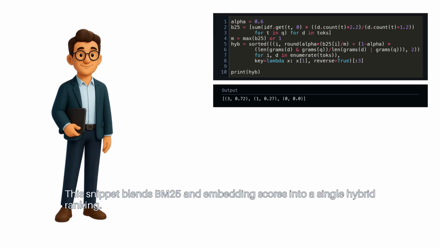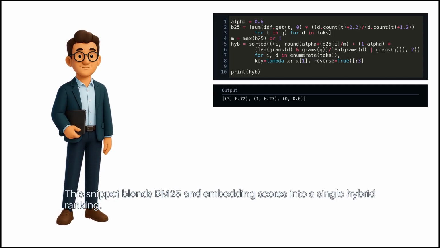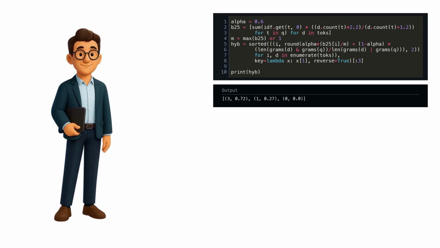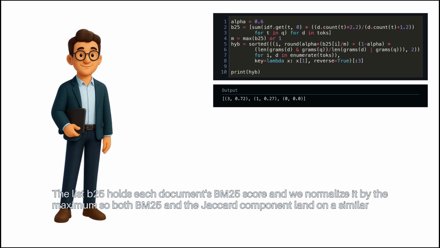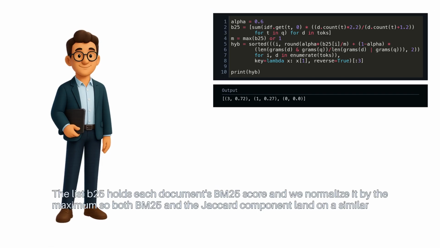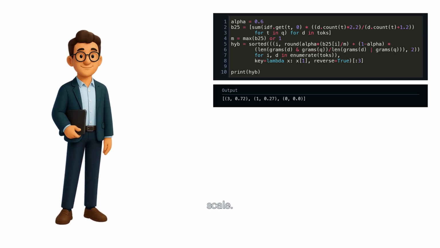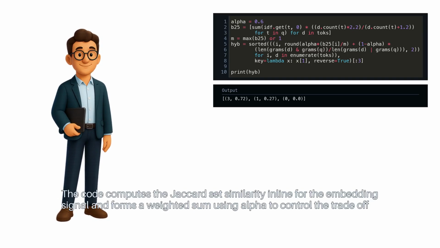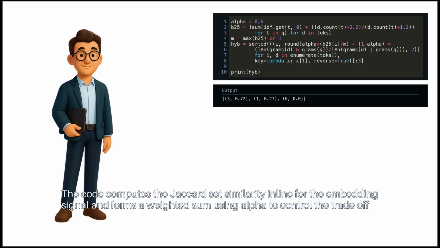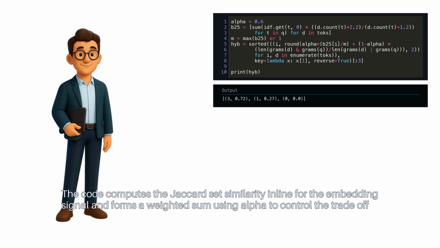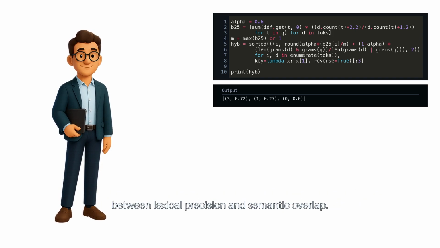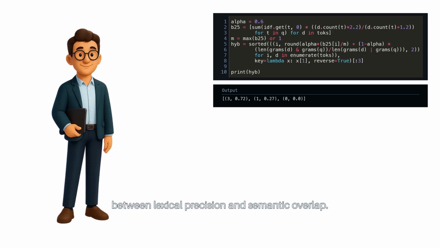This snippet blends BM25 and embedding scores into a single hybrid ranking. The list B25 holds each document's BM25 score, and we normalize it by the maximum, so both BM25 and the Jaccard component land on a similar scale. The code computes the Jaccard set similarity inline for the embedding signal and forms a weighted sum using alpha to control the trade-off between lexical precision and semantic overlap.